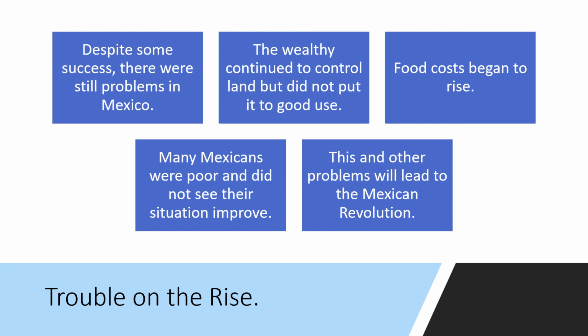But despite this success, there were still some problems in Mexico. The wealthy continued to control land, but they did not put it to good use. Mexicans began to see the rise of food cost, and many Mexicans remained poor and did not see their situation improve. So because of these things, and because of the dictatorship of Diaz, these problems and others will lead to what we will discuss later this week, the Mexican Revolution.